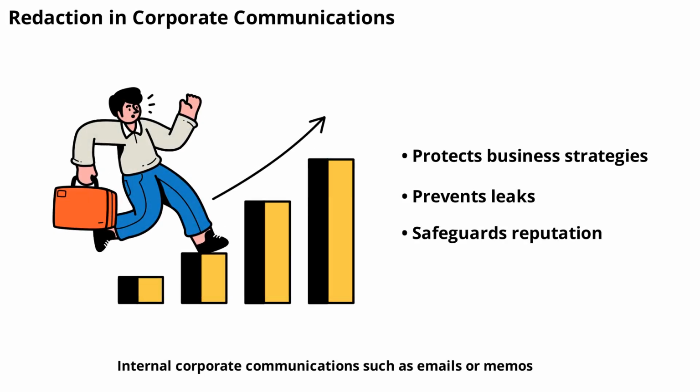Internal corporate communications, such as emails or memos, may be redacted before being shared with external parties. This is done to protect sensitive business strategies, employee information, or confidential negotiations. Redaction helps companies control the flow of information and prevent leaks that could harm their reputation or operations.